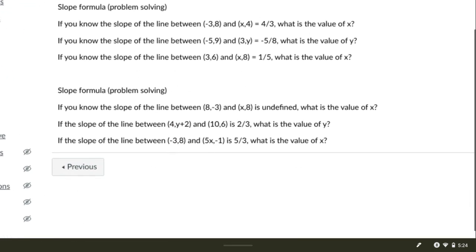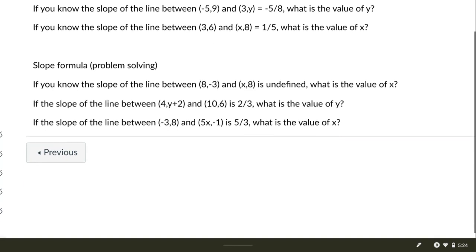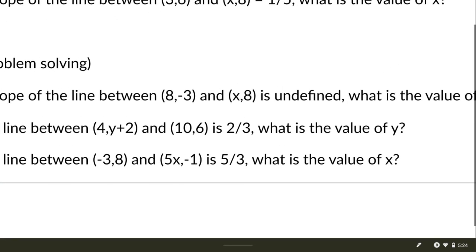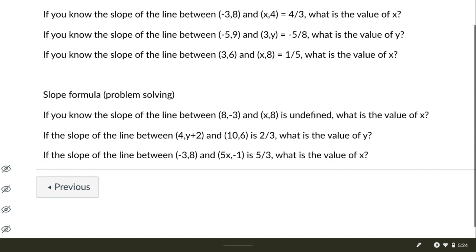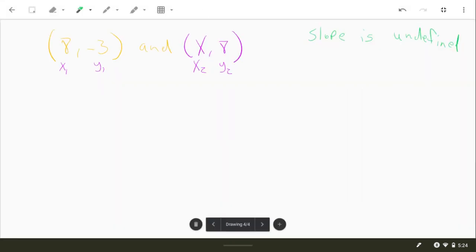All right, for this next one, I actually like this question. It's a good, tough question, I guess. If you know that the slope of the line between (8, -3) and (x, 8) is undefined, what is the value of x?